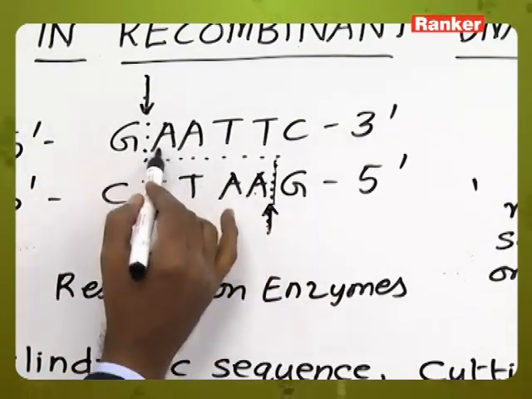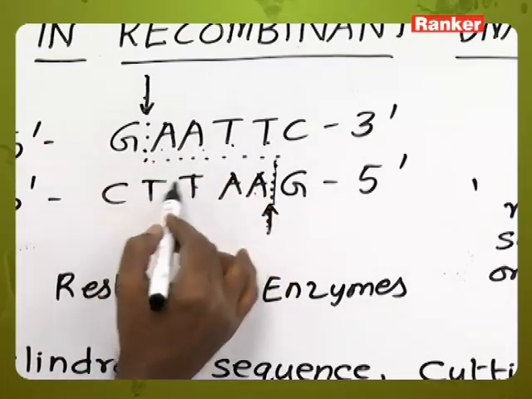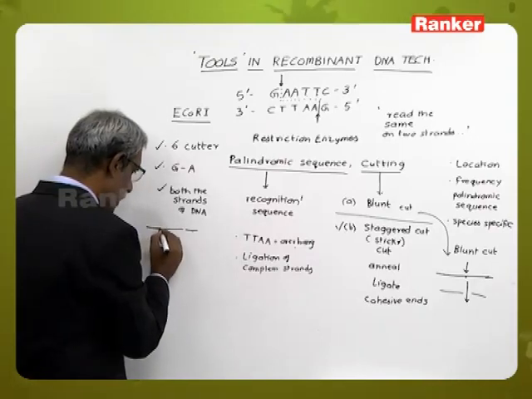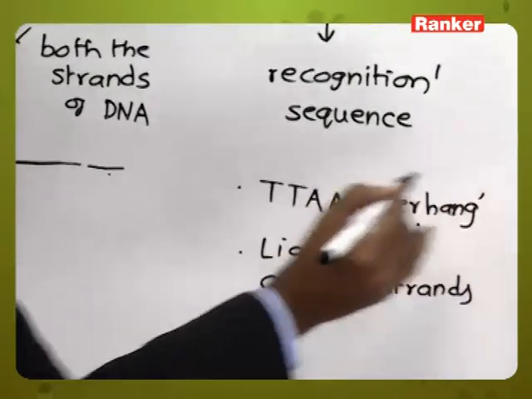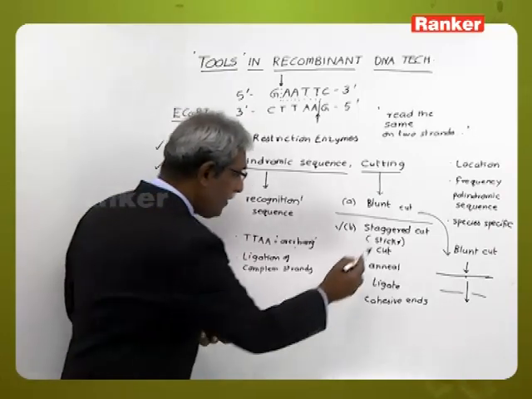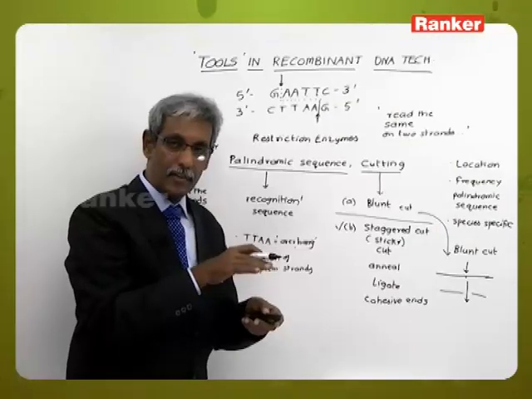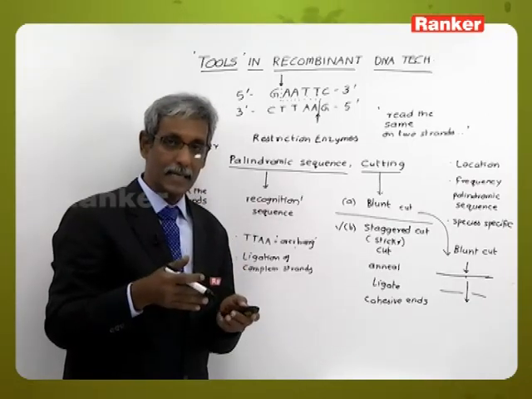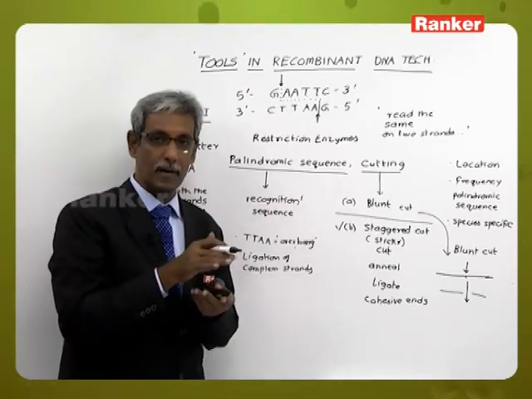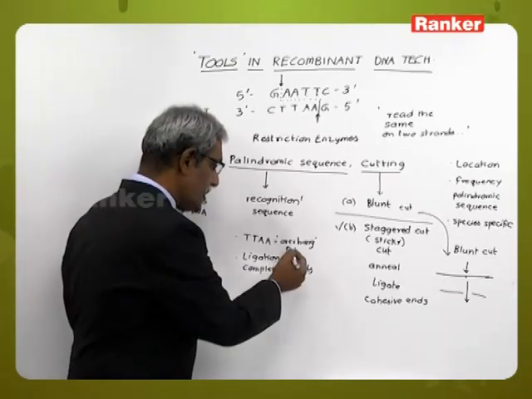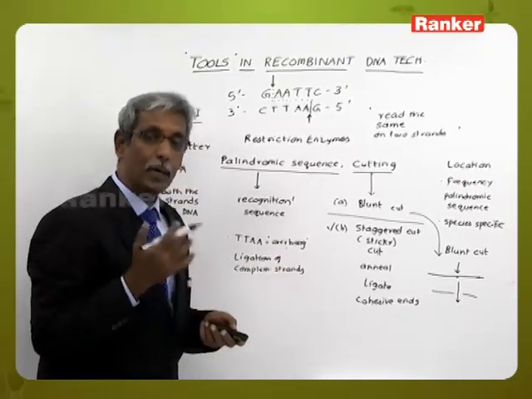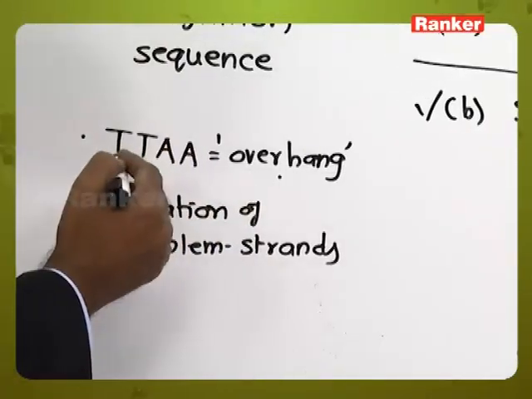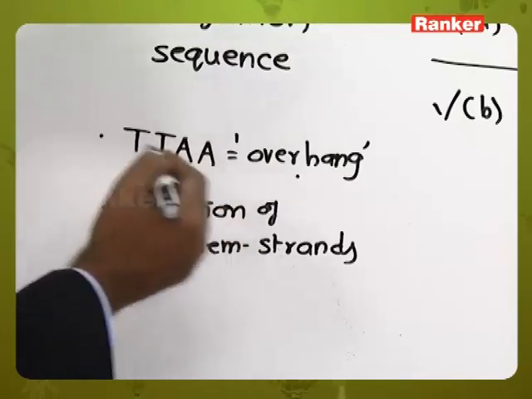This AATT and TTAA is termed an overhang. That is, it comes on the upper surface, which is called an overhang. So whenever we have a staggered cut, a cut which does not cut the sequence correctly at the center, but shears through, the enzyme produces an overhang. And normally the overhang formed due to EcoRI is TTAA.